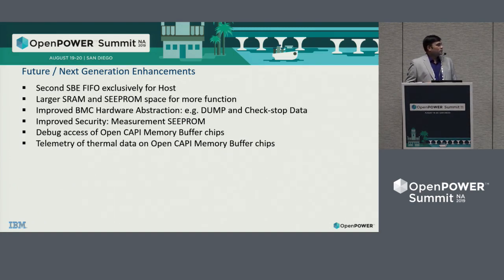Improved security. So there were discussions about the SBE CPROM being compromised. So to address that, we're going to actually have an immutable measurement CPROM in the future, which improves the secure boot. Debug access of the OpenCAPI memory buffer. I think some of our hardware architects just spoke about that. So we should be able to dump out stuff from this memory buffer if things don't work. And telemetry is something which Todd has asked for, and we're trying to support that on the OCMB as well.